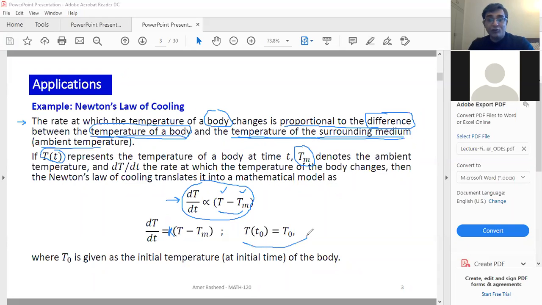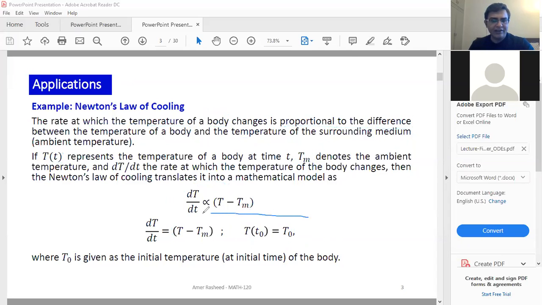Along with this, we must know, or we can calculate, the initial temperature of the coffee cup, and that is our initial condition. I hope you got it. Now, what is this? This is a first order initial value problem. Along with the initial condition, we can use it to find the integration constant. This is how we obtain a first order differential equation or first order initial value problem. If you have any question, you can ask.